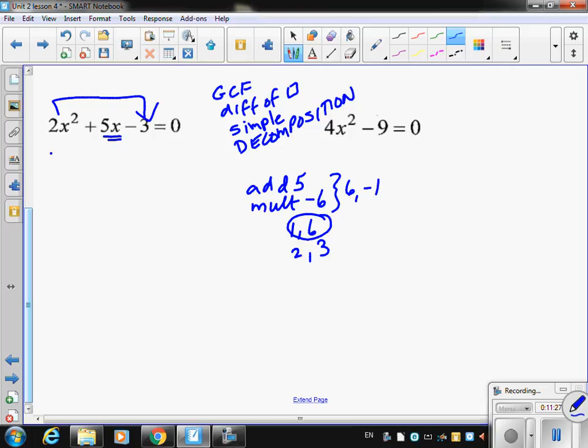So my next line would be 2x squared. Order doesn't matter with these two, but I'm going to put the 6x first. Subtract 1x, subtract 3 equals 0. Now I factor by grouping. I'm going to do those two first. 2x squared plus 6x. Greatest common factor for those two would be 2x. In my brackets, I need an x for the first term plus 3 for the second.